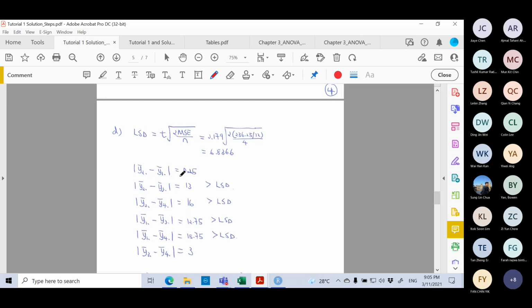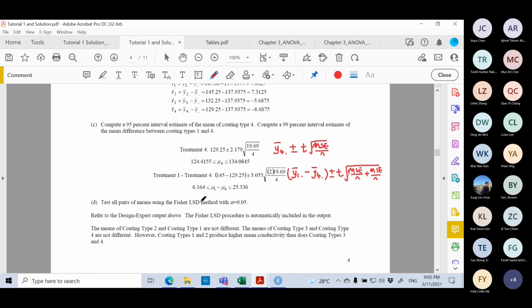After that, I look for the absolute value of the difference, and then which pair of them is greater than the LSD is considered significantly different. There is only 1 and 2, and 3 and 4 with no significant difference. So if you observe it, 1 and 2 are no different, and then 3 and 4 are also no different. The rest of them are different.